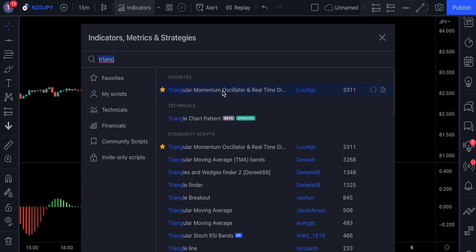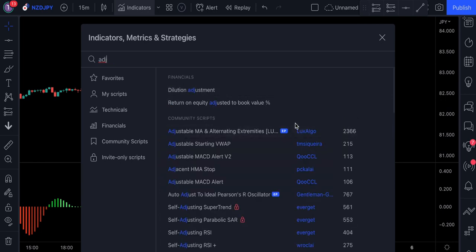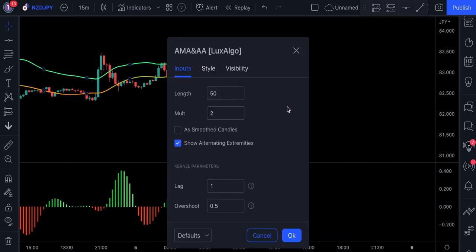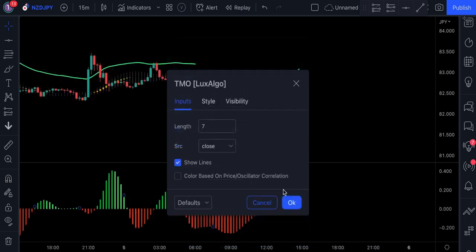And for the second indicator, you need to add an adjustable moving average. It's going to be this one by Lux Algo as well. Now let's double click on the adjustable MA, and in the input section let's enable the smoothed candles. The length on the triangular momentum oscillator is going to be set at 7.